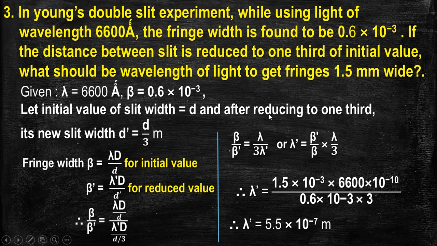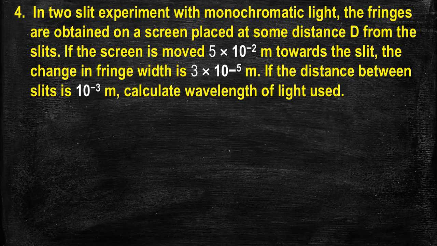So think positively. Now moving on to the fourth problem. I read the problem. In the two-slit experiment with monochromatic light, the fringes are obtained on a screen placed at some distance capital D from the slits. If the screen is moved 5 into 10 to the power of minus 2 meter towards the slit, the change in fringe width is 3 into 10 to the power of minus 5 meter. If the distance between the slits is 10 to the power of minus 3 meter, calculate the wavelength of light used.